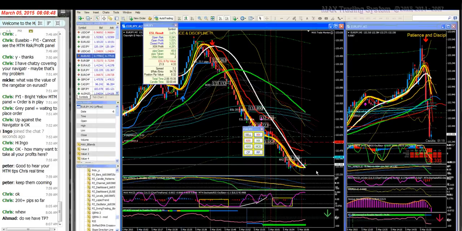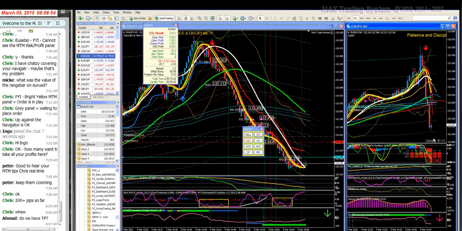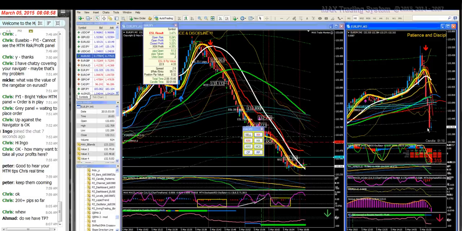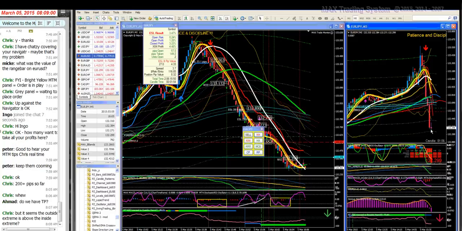Which is not a surprise because, as you can see in a time bar chart with this long bar, the price is posing on a Tiger tunnel, which is also a reason to not make a further scaling here. But it seems the outside extreme is above the inside extreme.